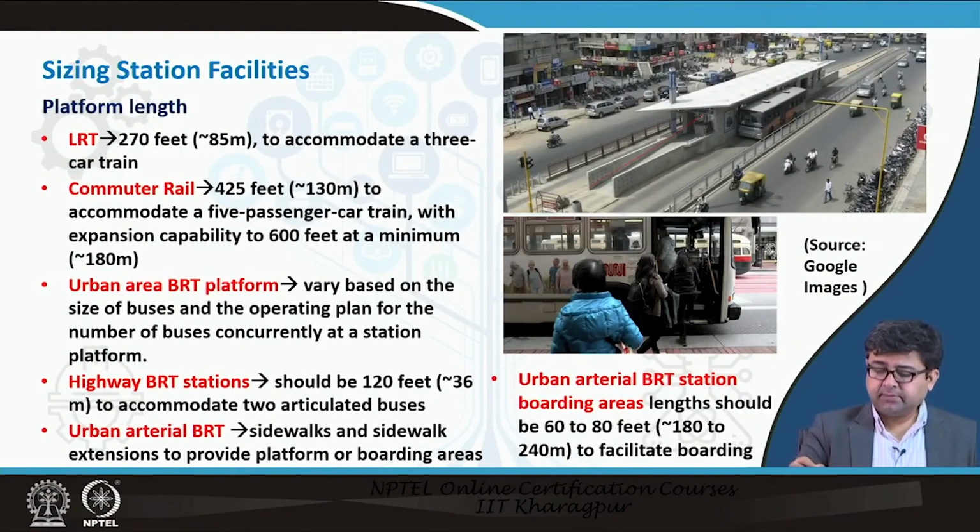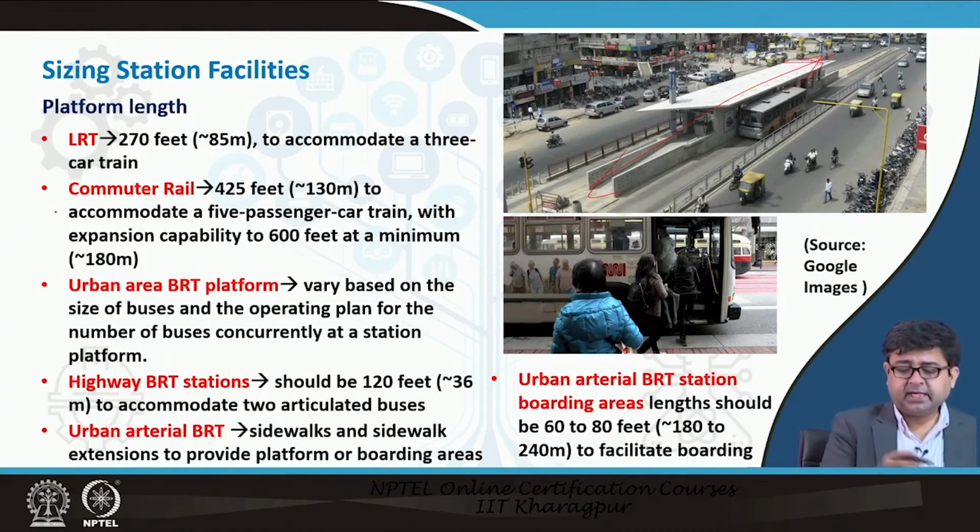Platform length is the next element. How long should your platform be? It has been noticed from best practices for light rail transit systems that 270 feet can accommodate a 3-car train.